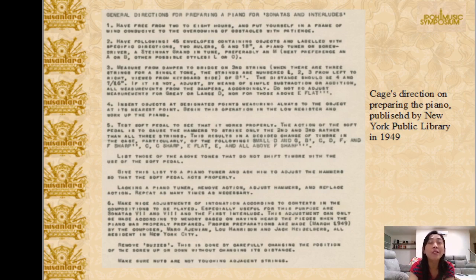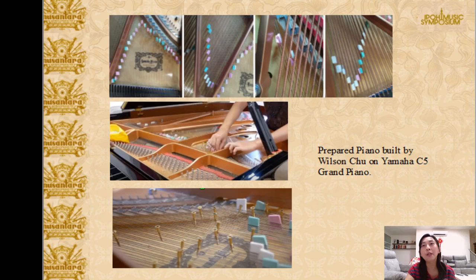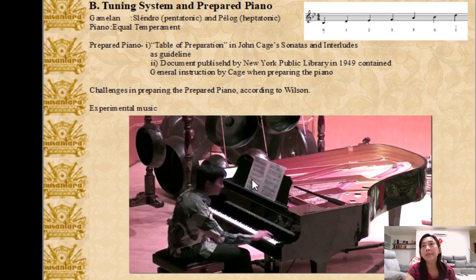I find one very interesting, which is he mentioned pianists have to be really patient because they will need 2 to 8 hours to prepare the piano. So in order to make this happen, all pianists have to be really patient, and they also need to discuss with the piano technician how to adjust the strings and discuss with the gamelan players whether the sound blends well, etc. And this is the picture of Wilson Chu's prepared piano, a Yamaha C5. So let's listen to this.